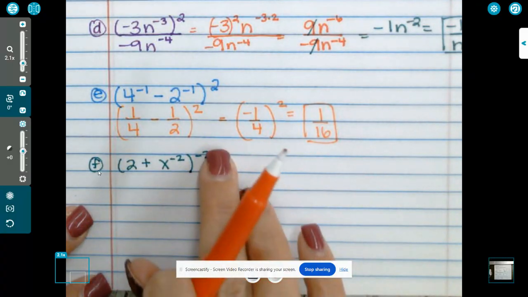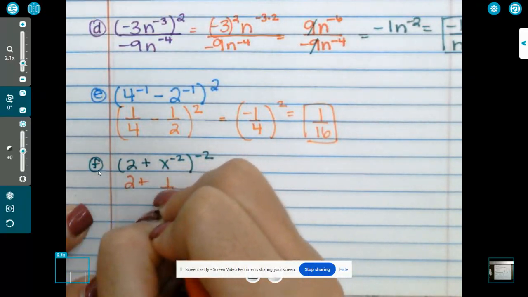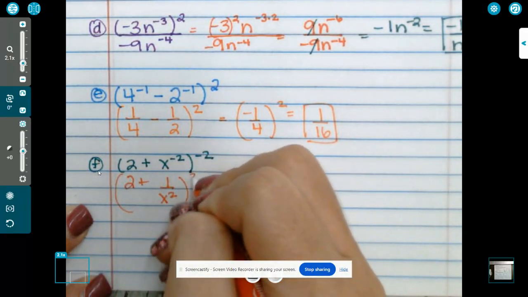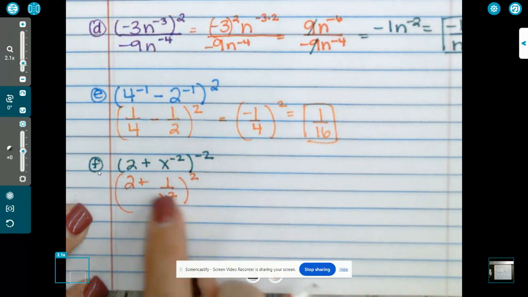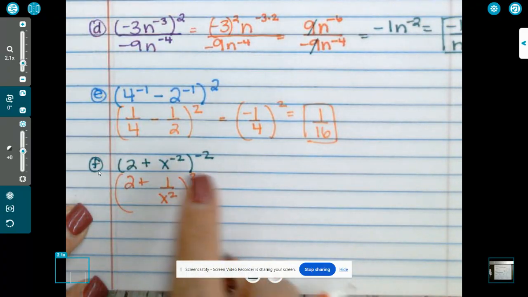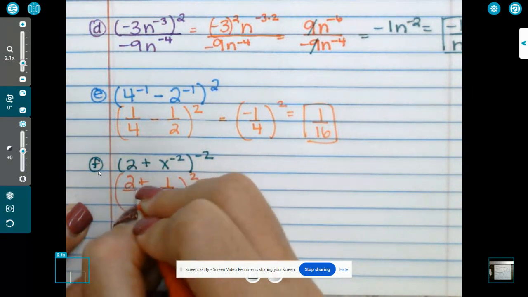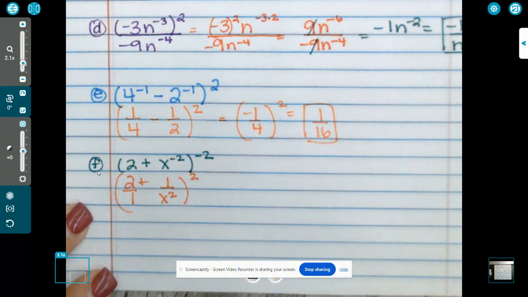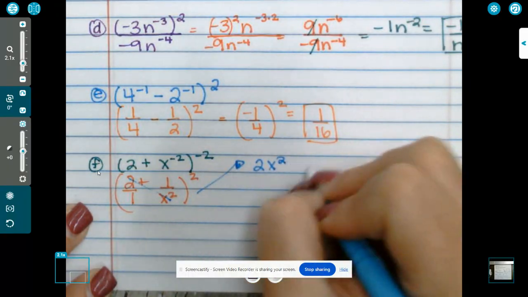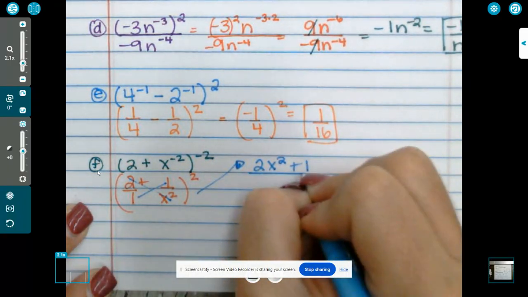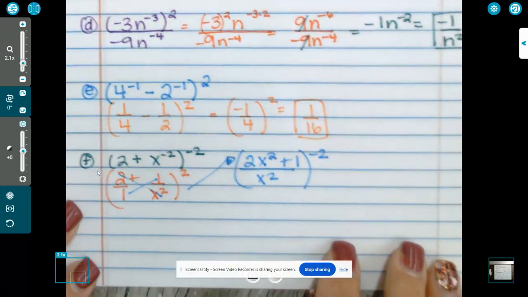Well, don't start moving out until we get inside simplified, okay? So this is the same thing as 2 plus 1 over x squared. Now, you're squaring that. You can go right now and multiply that out twice and do your distributive property, your FOIL. Or I am going to go ahead and simplify this down by 3-step cross multiplication. So I'm going to do 2 times x squared, which gives me 2x squared, plus 1 times 1 is 1, over x squared. And then that's raised to the negative 2 power.